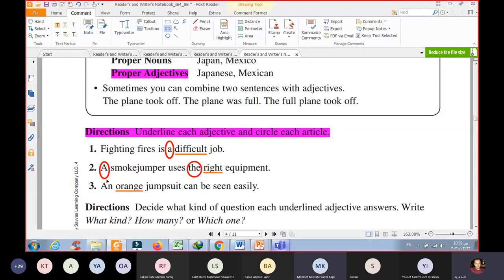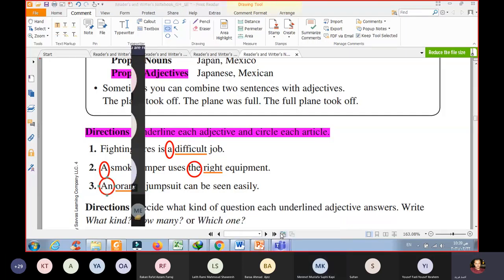Sir, can I do number four? No, number four is for another one. You have taken one. Let's choose someone else. Thank you, Muhammad. Okay.